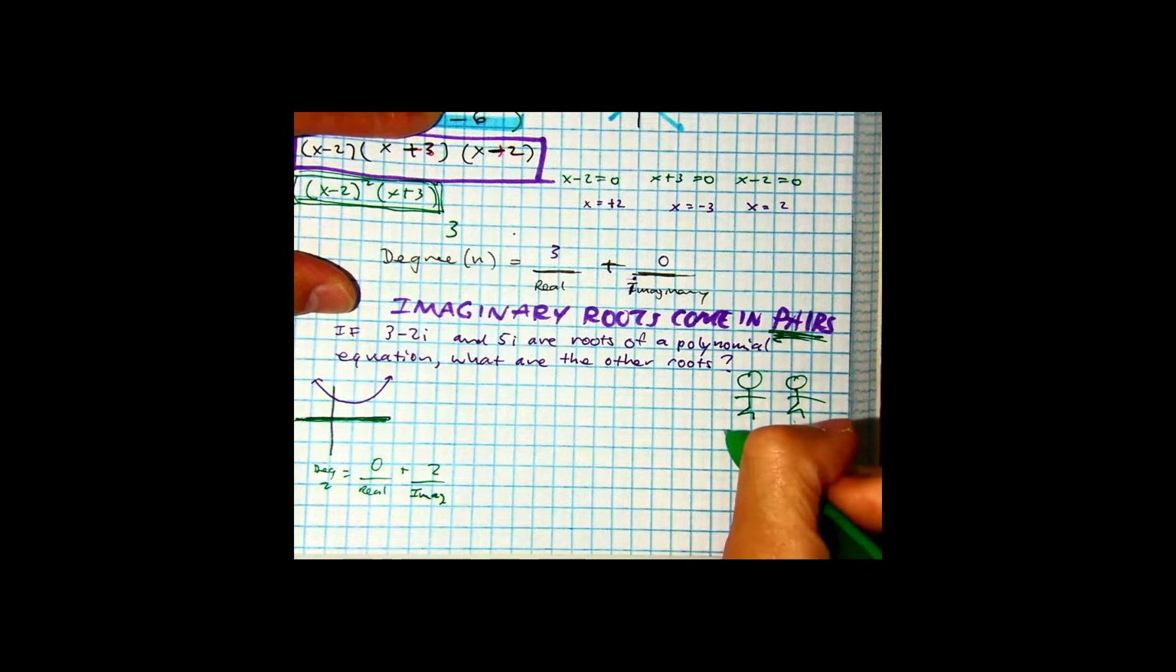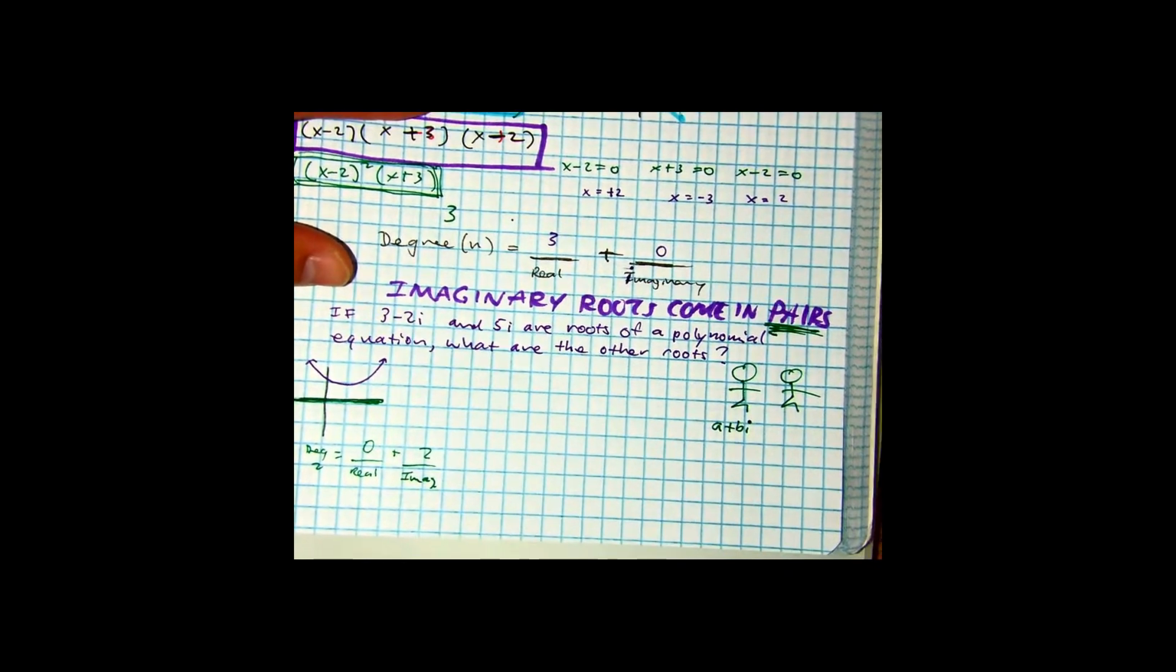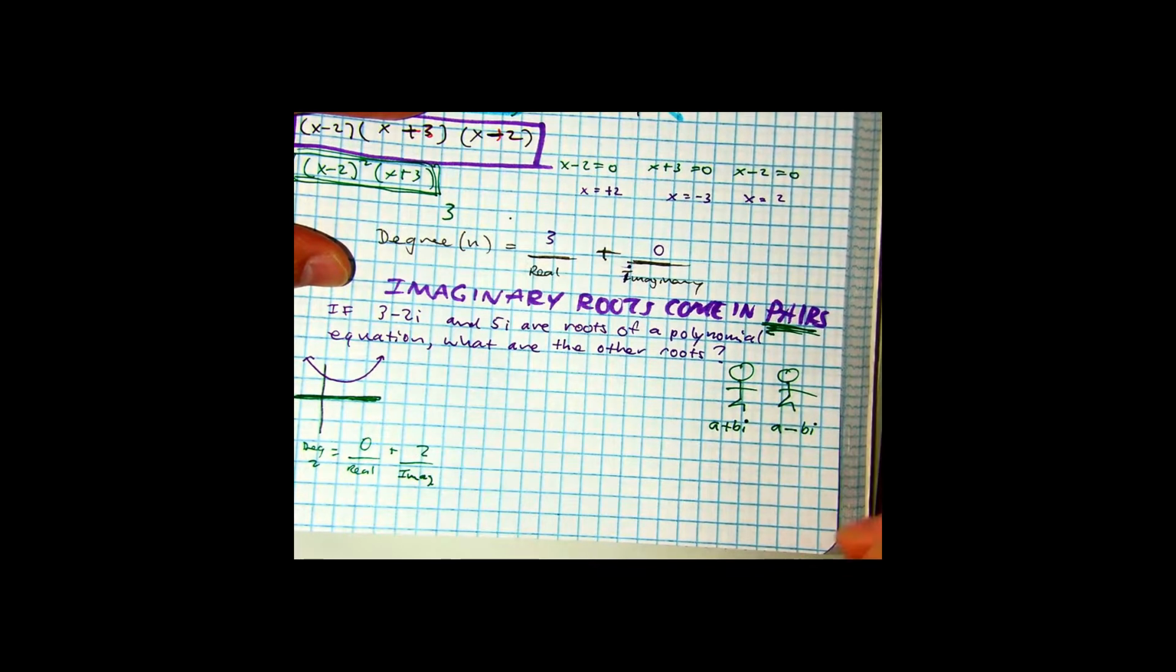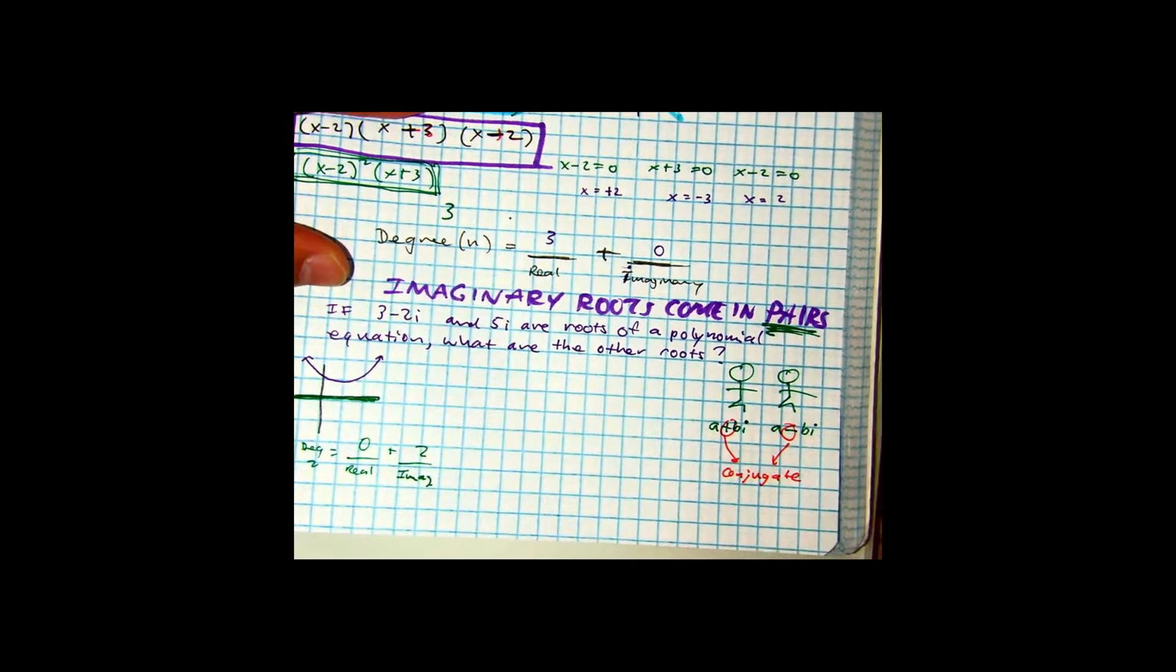If one of you is called A plus Bi, then the other person must be called A minus Bi. Do you guys remember this? It's the conjugate. Let's circle that. Conjugate. Okay?